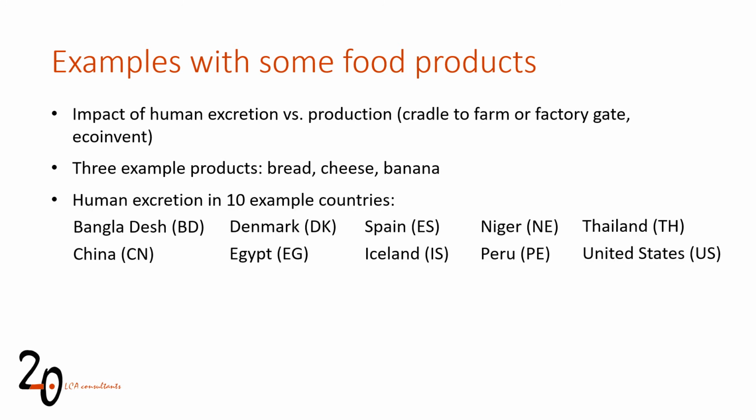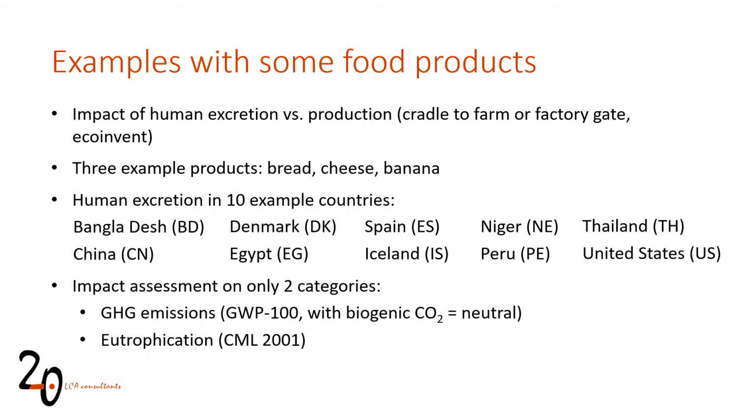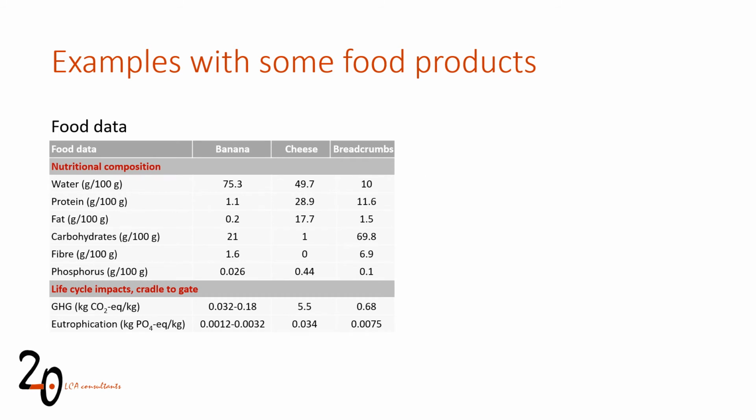We choose 10 countries with a wide diversity of economic development, climate, and so on. And we only look at 2 impact categories: greenhouse gases and eutrophication. This table shows the nutritional composition of the 3 food items. And well, nowadays it's very easy to get these kind of nutritional profiles in online resources. And at the bottom of the table you can see the life cycle impacts. For bananas we have a range because EcoInvent has several data sets for bananas, so we show a range.